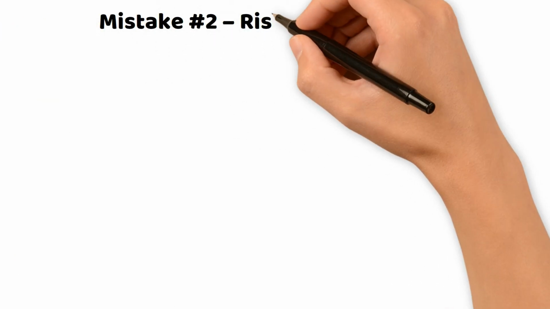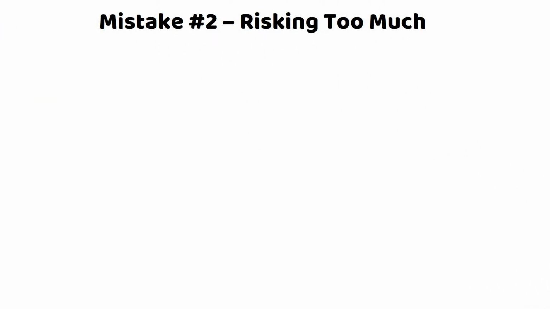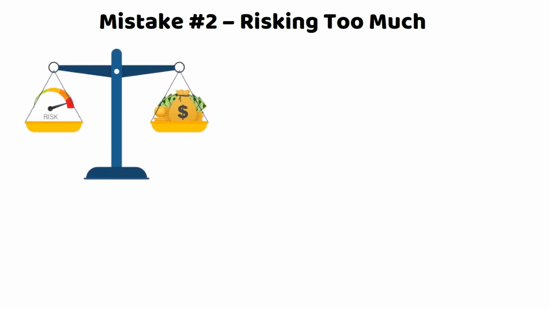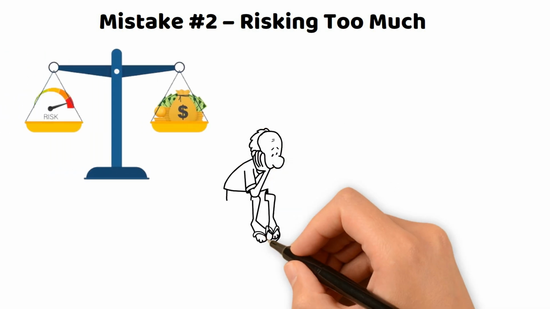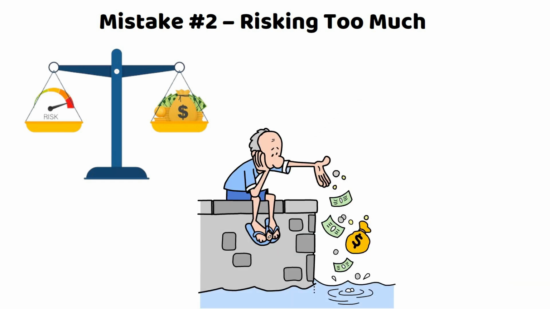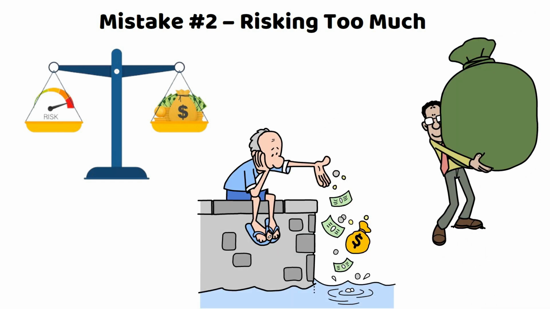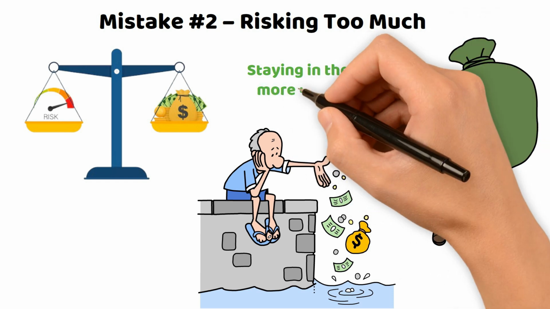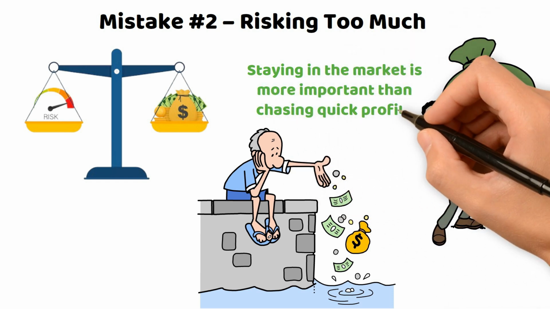Mistake number 2: risking too much. Many traders believe risking more money means making more profit. But bigger positions also mean bigger losses. Successful traders focus on protecting their capital first, because staying in the market is more important than chasing quick profits.